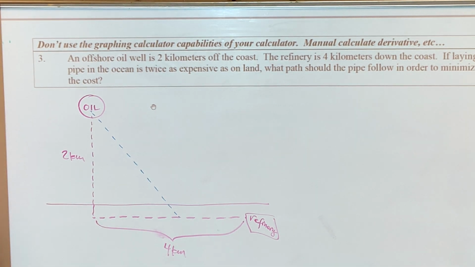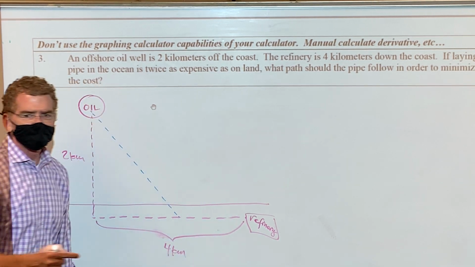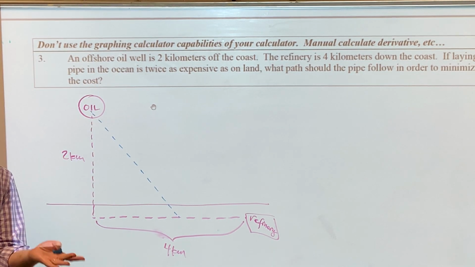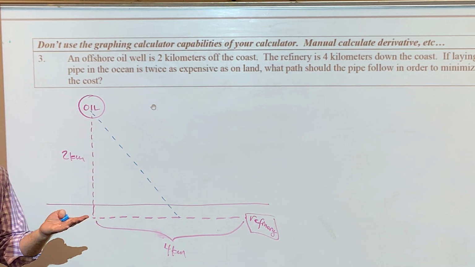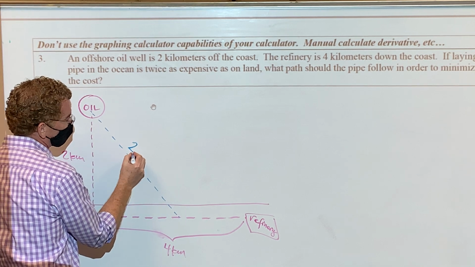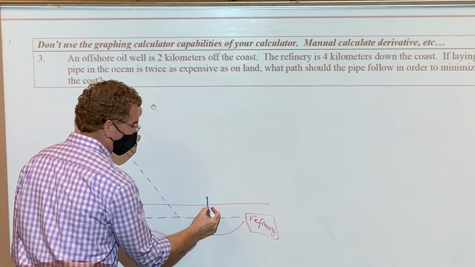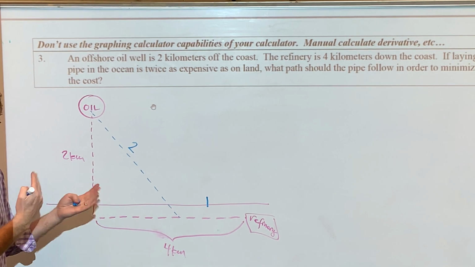All right? Now, the only thing I know is that it costs twice as much here than it does there. So what do you think's getting related here? Cost is related to what? It's distance. Y'all seeing that? So right here, it's going to be twice as expensive as it is going to be here. But it's still about distance. So does that make sense?